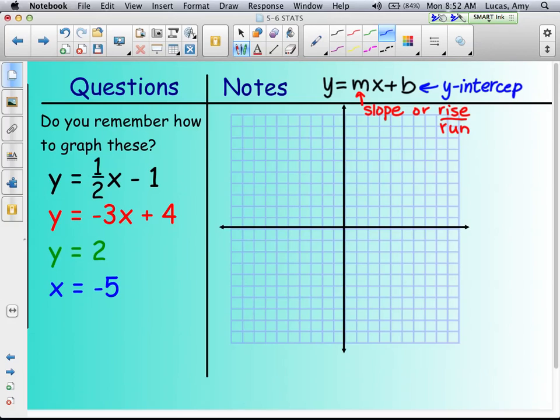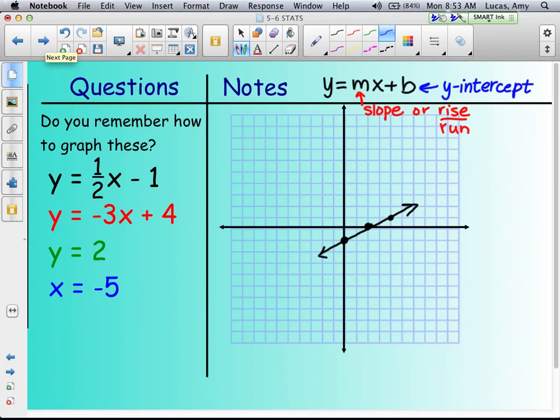So, I'm going to graph all four of these lines. Notice they're beautifully color-coded to match my markers. So the first line has a y-intercept of -1. So I start on my y-axis at -1. Slope 1 over 2. So rise 1, run 2 to the right. Rise 1, run 2 to the right. So this line has a positive slope, positive 1/2.